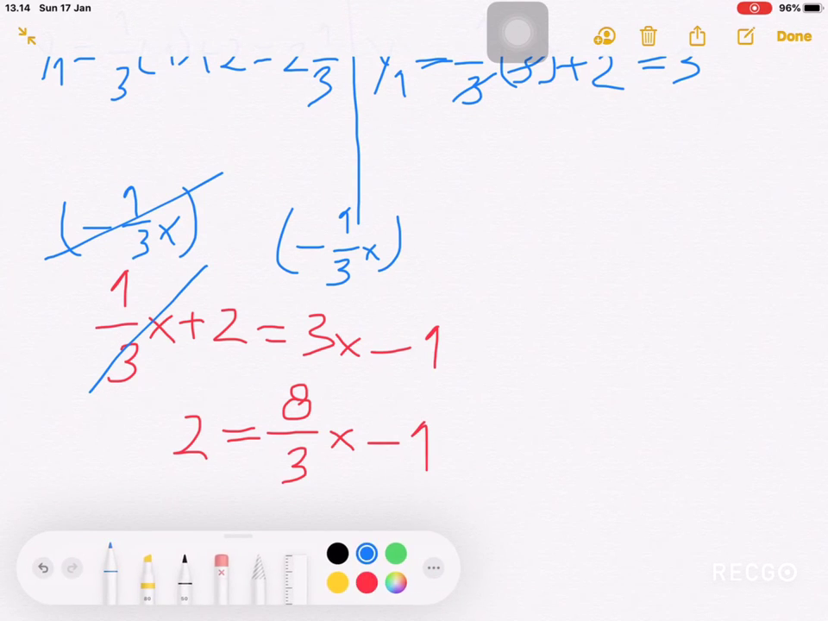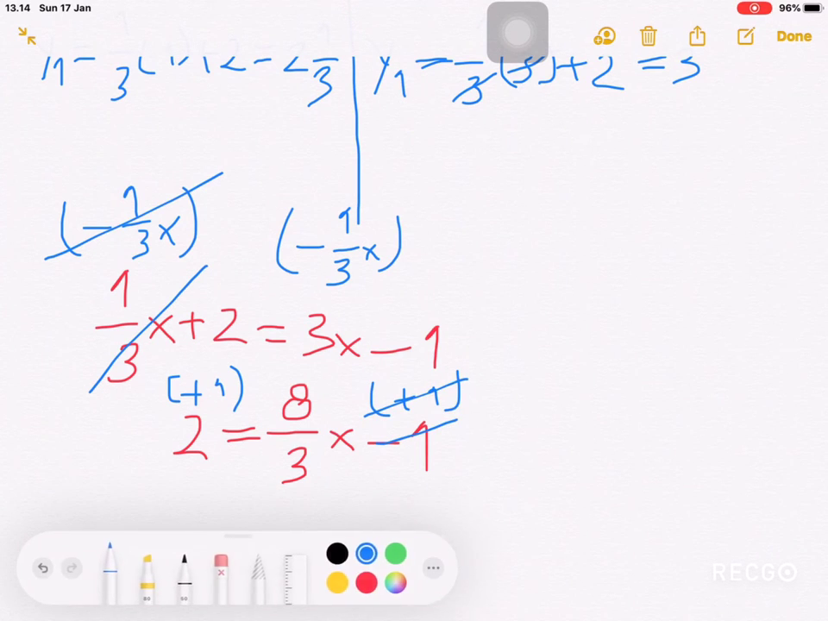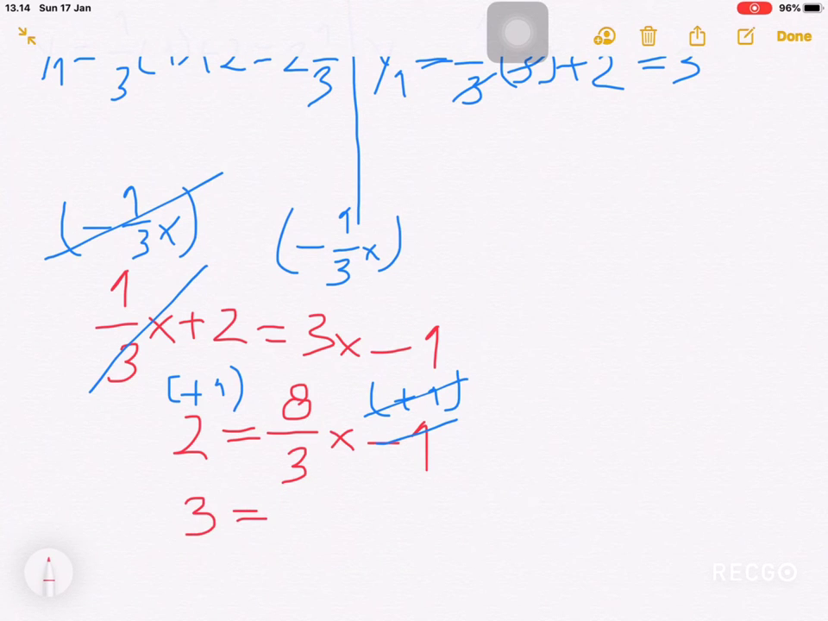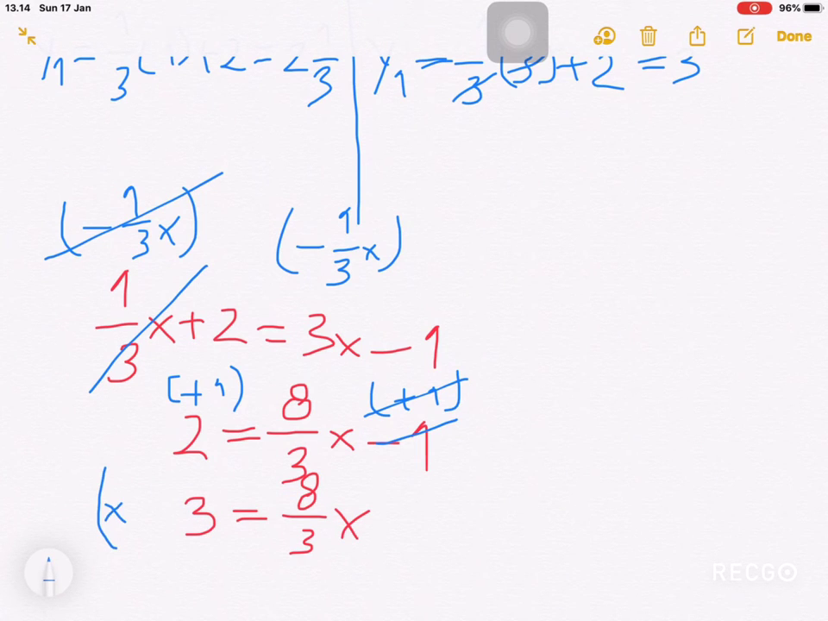And after this, you can just add 1 on both sides. This and this will eliminate each other. So we're left with 3 is equal to 8/3x. And then you can just multiply by the reciprocal of 8/3, which is just 3/8.